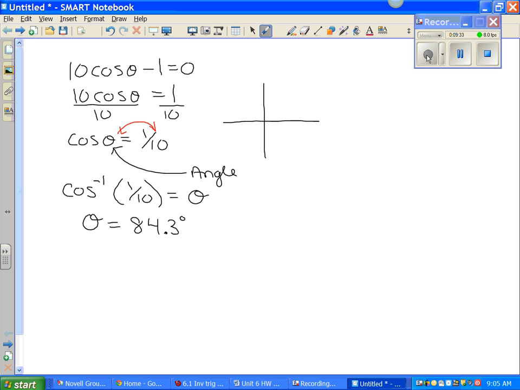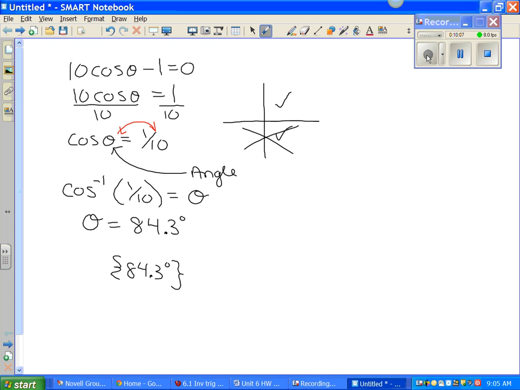What was our interval? 0 to 180. Where's cosine positive? Do I care about the fourth quadrant? No, I'm not going to be concerned about those. I'm only on the interval from 0 to 180. So, do I have an angle? That was what the interval stated, yeah. Do I have an angle in the first quadrant? Yeah. Do I have to do anything else? No.